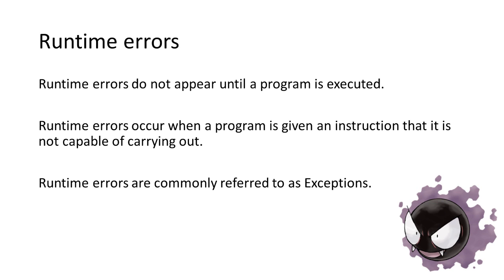Runtime errors don't appear until a program is executed. They occur while the program is running. Runtime errors occur when a program is given an instruction that it's not capable of carrying out, or when it doesn't understand what to do with it. So, for example, if you were to say 5 divided by 0, well, division by 0 is impossible. It doesn't work. But there's nothing syntactically wrong with that. That's a valid division statement in its form, but it has no meaning. And so when the computer encounters that, it creates a runtime error and halts execution. Runtime errors are often also referred to as exceptions.